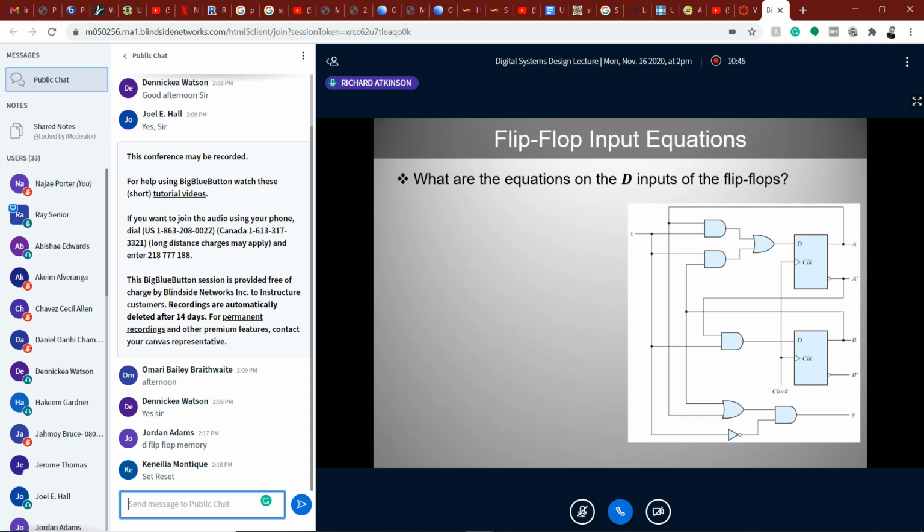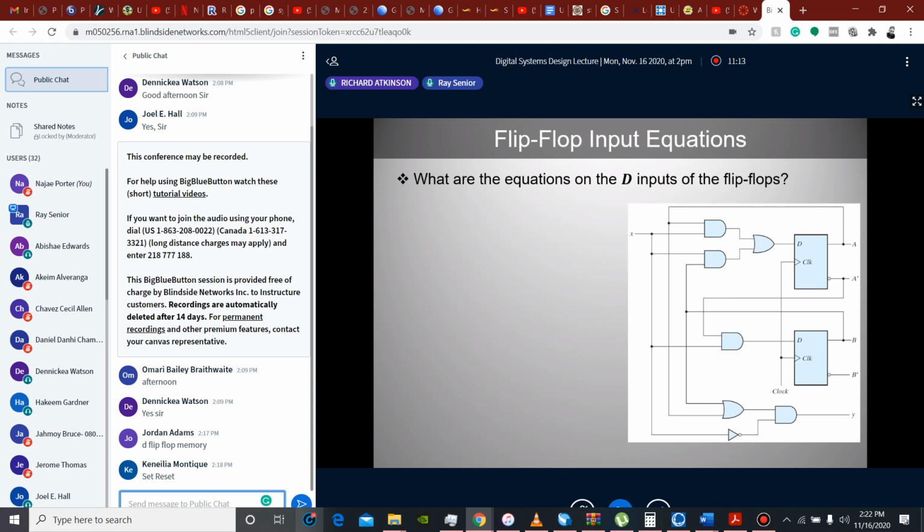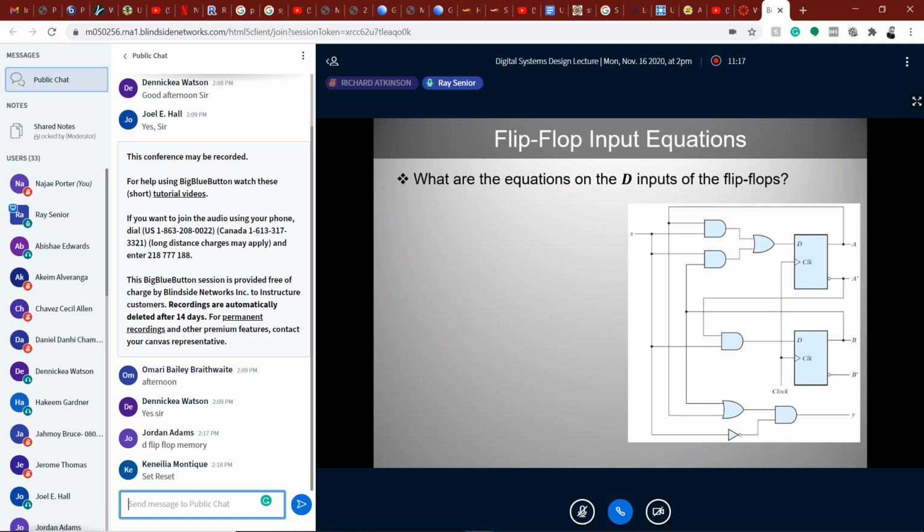So it would be A and with X, plus X and with B. All right, fine. So I hope most of you would see that: AX plus BX. And so that would be the D input for A. What about the other one? What about the D input for the flip-flop that is controlling B? That's not AX. Not A, X. All right, fine.